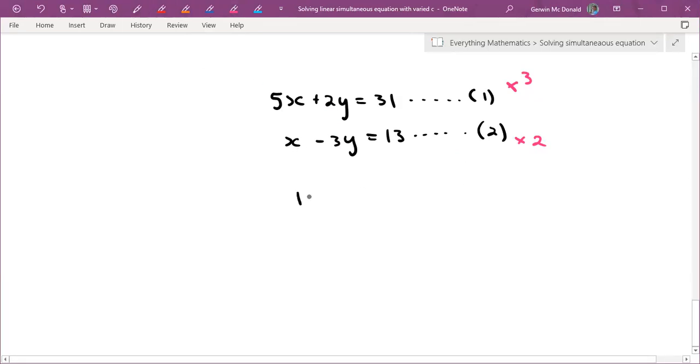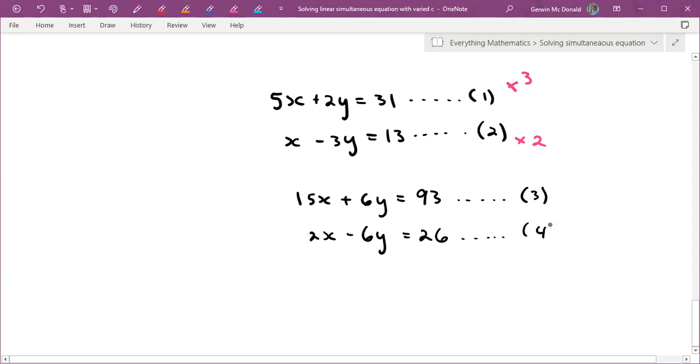So at the top now, I will end up with 15x plus 6y equal to 3 times this is supposed to be what? 93. So this is a new equation, 3. And at the bottom now, I should end up with 2x minus 6y equal to 13 2s are 26. 26. And that's equation 4. And since the signs are opposite, I will subtract. That will help me to eliminate. No. Add. Positive 6 plus a minus 6 will add up to be 0.